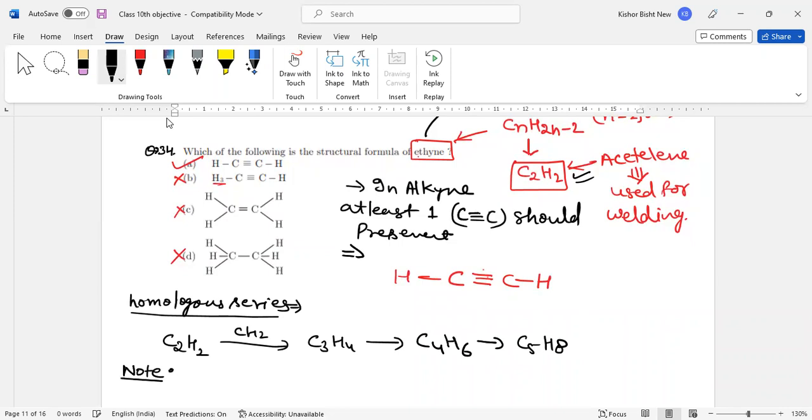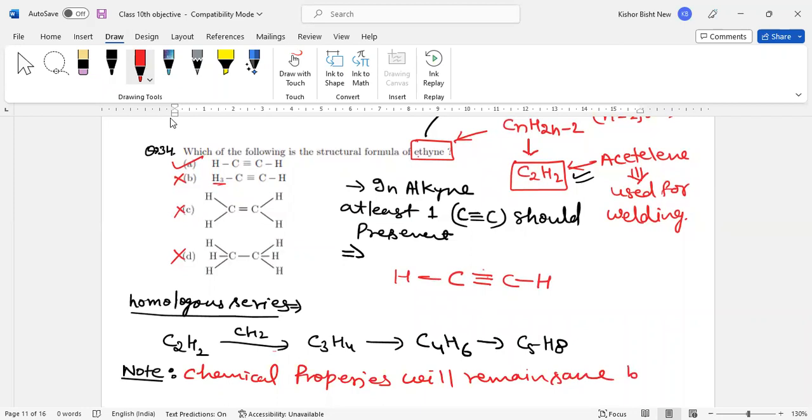Please note one more point. In the homologous series, the chemical properties of the compounds remain the same, but the physical properties will change.